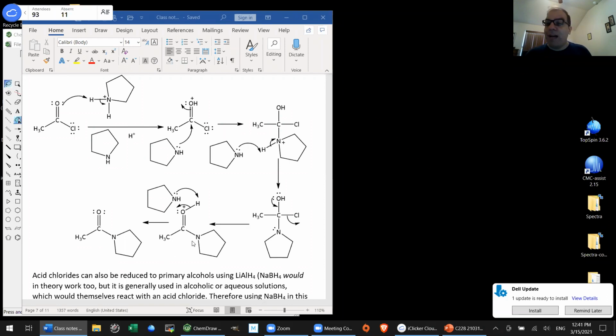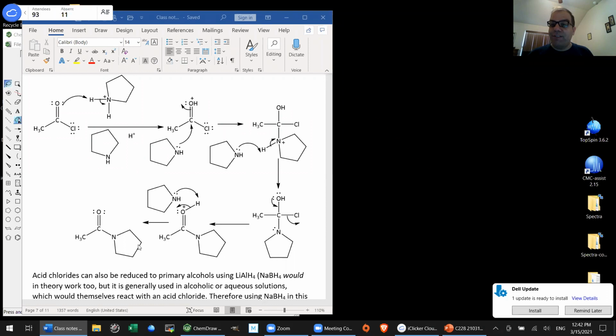And it's always possible to draw a correct mechanism using any of the resonance contributors. But you can certainly do it this way as well. Once you've got that, then it's essentially our product just protonated. And so once again, we'll use whatever the solvent is that we're given to act as our proton acceptor, our base. We put those electrons back on the oxygen, and we get our neutral amide molecule.